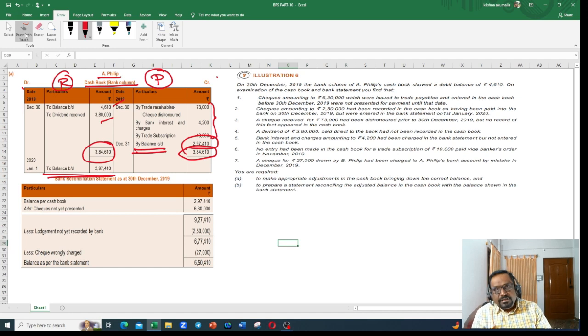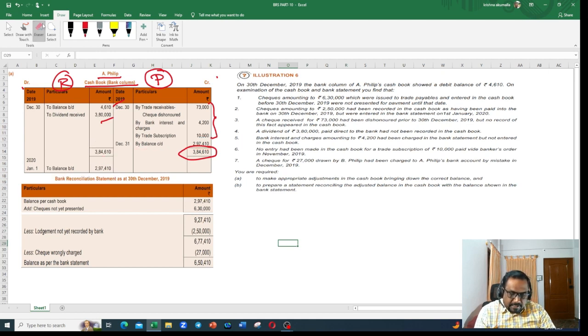On what basis am I saying that it is not an overdraft balance? It is showing a debit. If it is showing a debit, what does it mean? It is a favorable balance for me. Since it is a favorable balance, it will be considered as an asset. Now we will take this balance and start preparing the reconciliation.